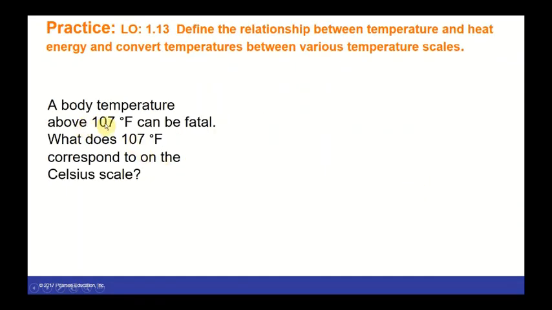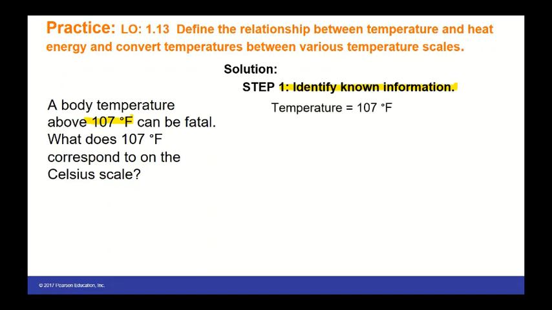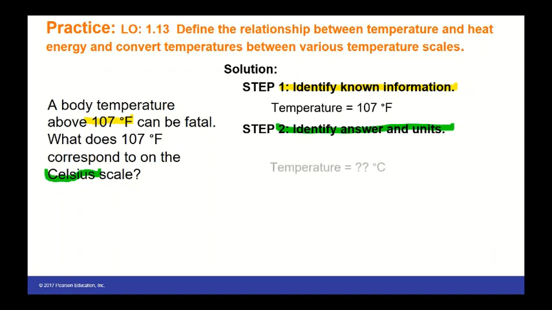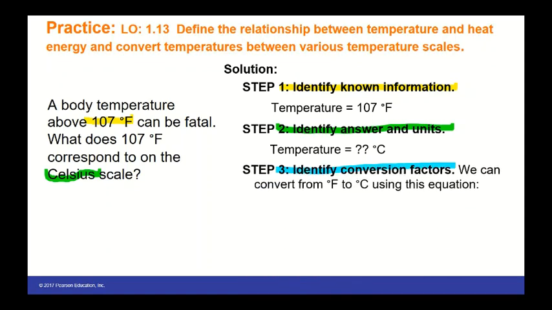A body temperature above 107 degrees Fahrenheit can be fatal. What does 107 degrees Fahrenheit correspond to on the Celsius scale? Remember, when we're solving problems, you always first want to find the known information. We've got 107 degrees Fahrenheit. Next, what is the answer in units? We need to know the same temperature on the Celsius scale. Then we have to use our conversion factors. In this instance, our conversion factor is an equation that we can use to convert between the two.